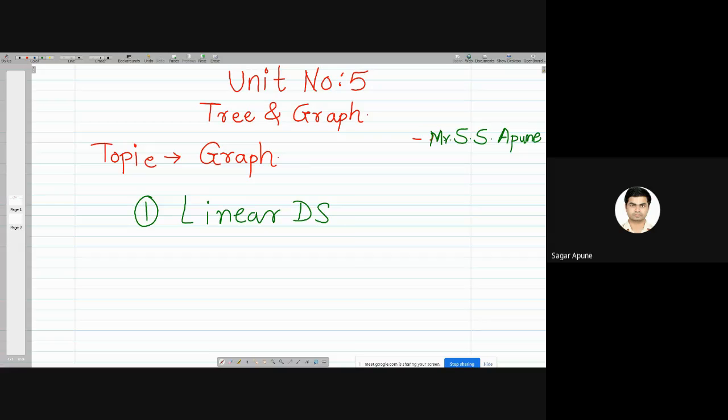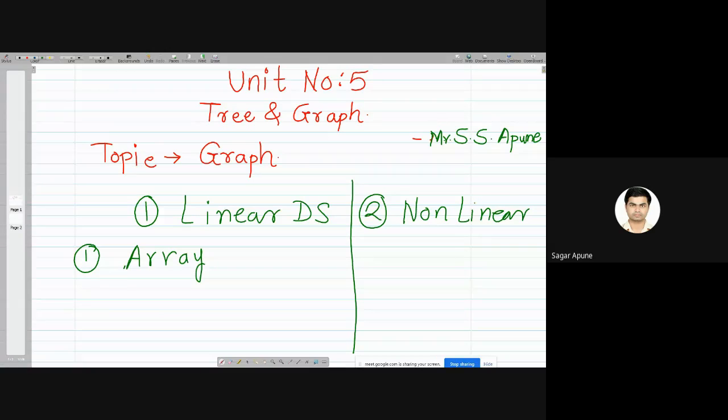And next, second type of data structure is non-linear data structure. Okay, non-linear data structure. So what is the difference between that? In the first lecture, we covered array is one of the types of linear data structure. In unit 1 and unit 2, we performed operations on array. Array is a linear type of data structure, right?